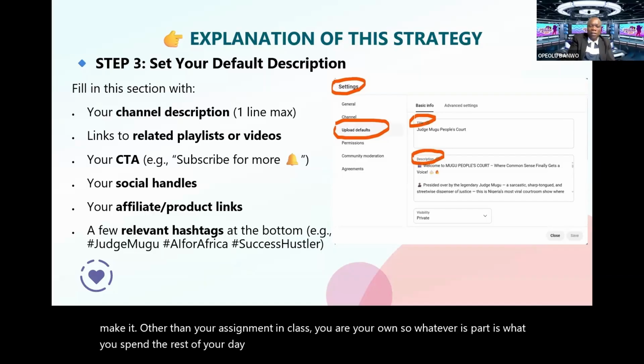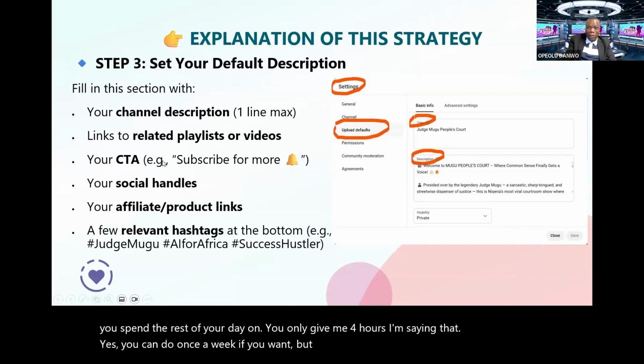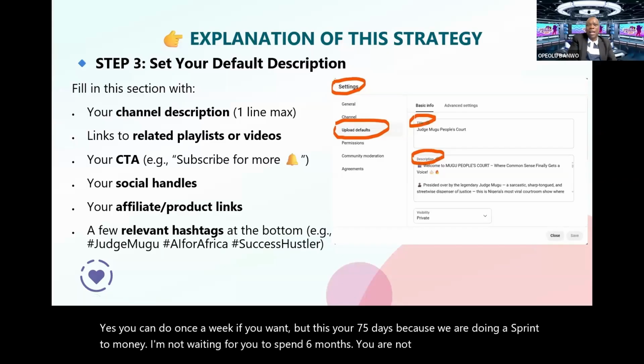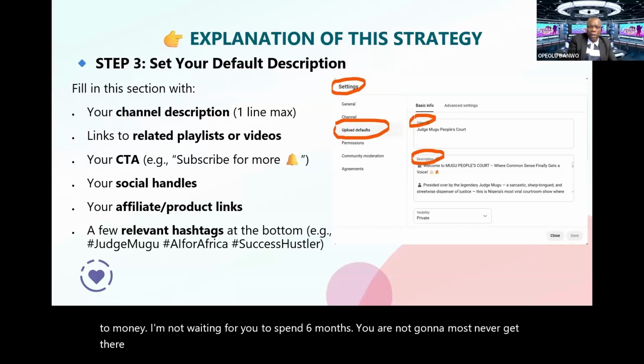You're only giving me 4 hours. I'm saying that, yes, you can do once a week if you want, but this, your 75 days, we are doing a sprint to money. I'm not waiting for you to spend 6 months. Most never get there, and they lose hope and they walk away.